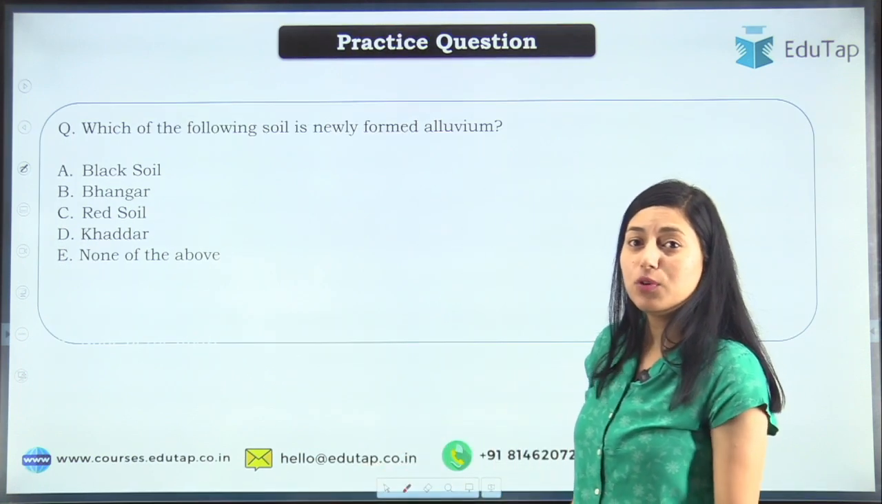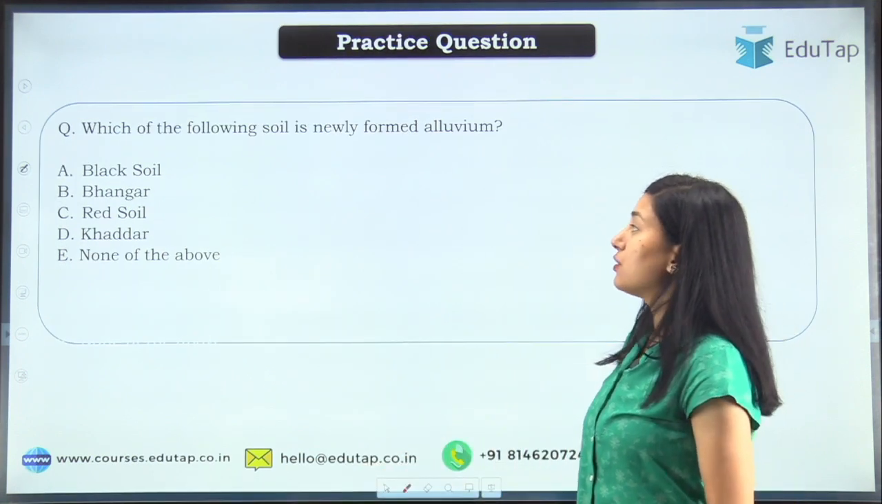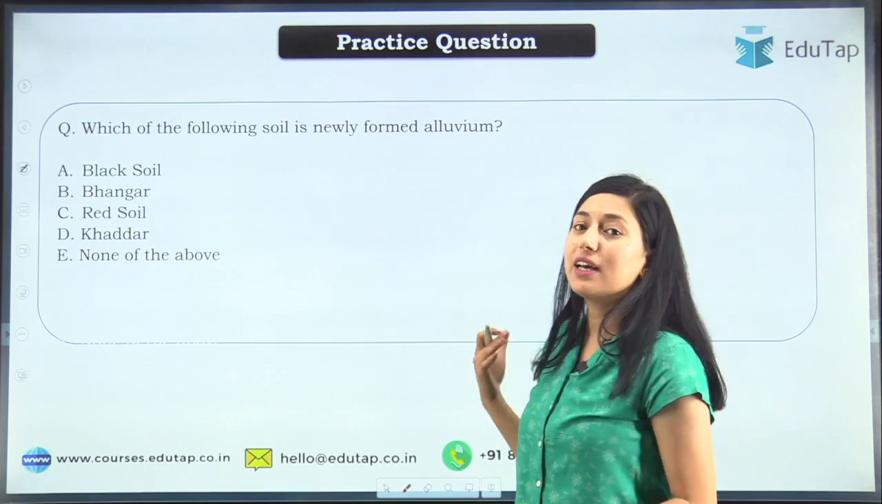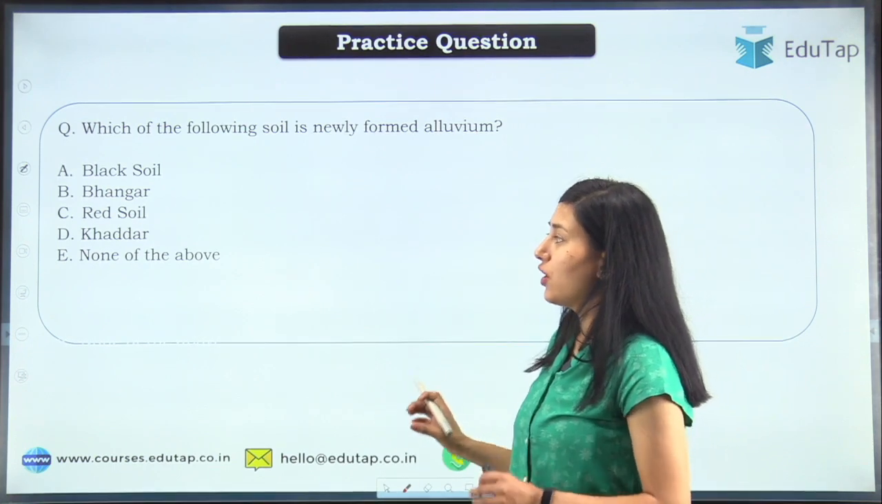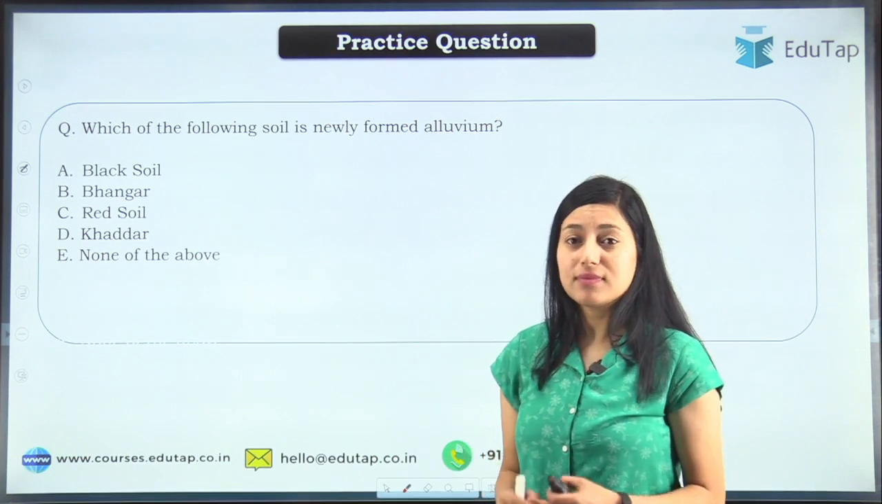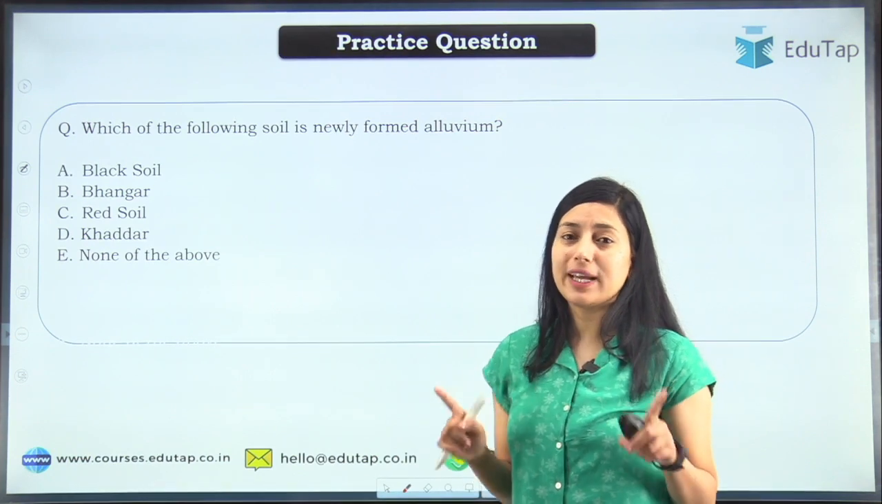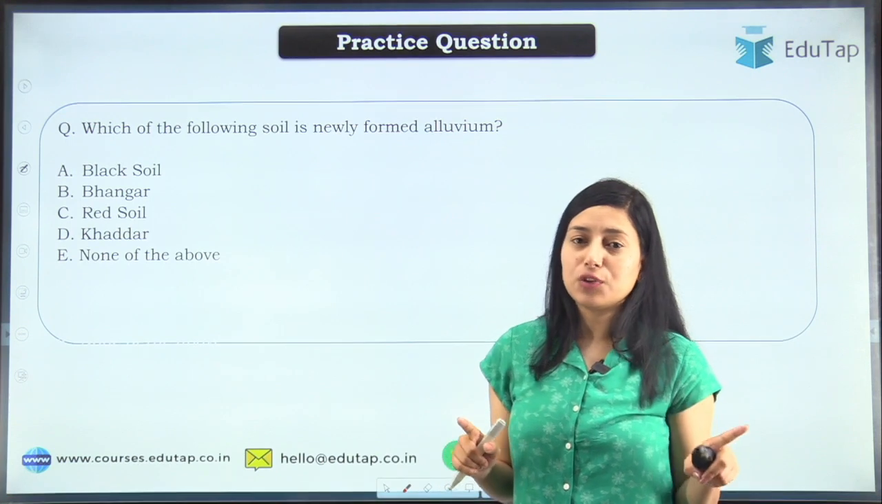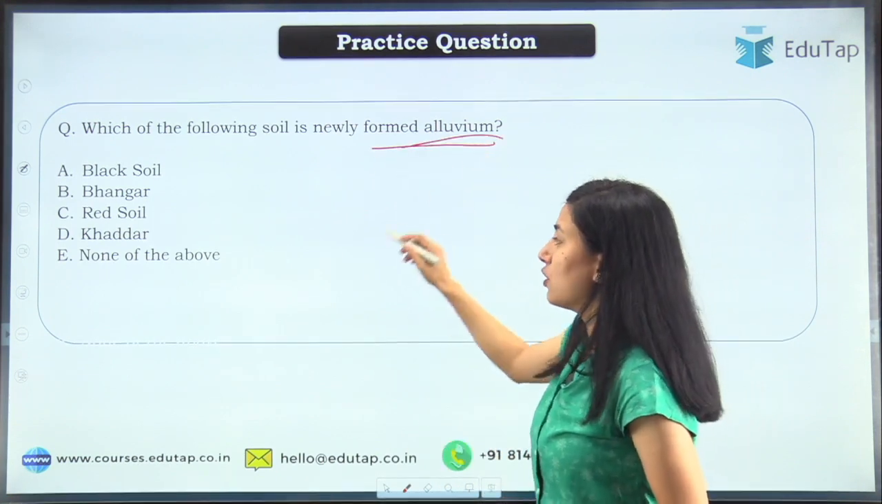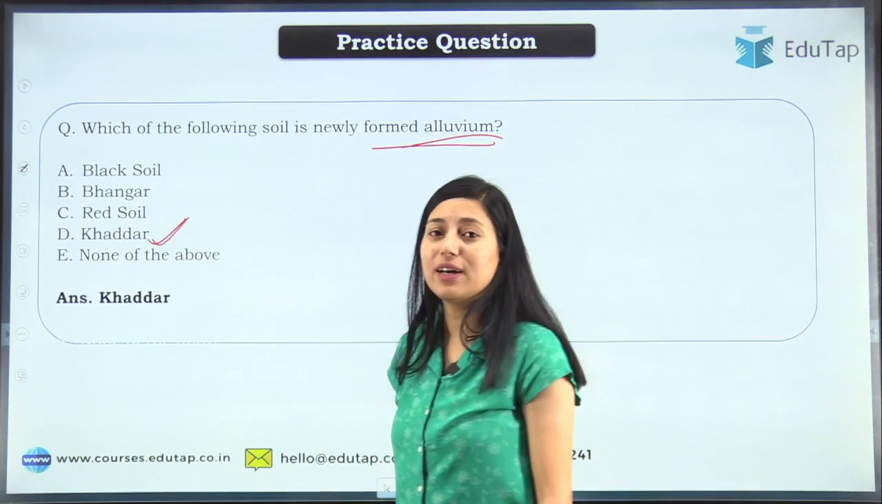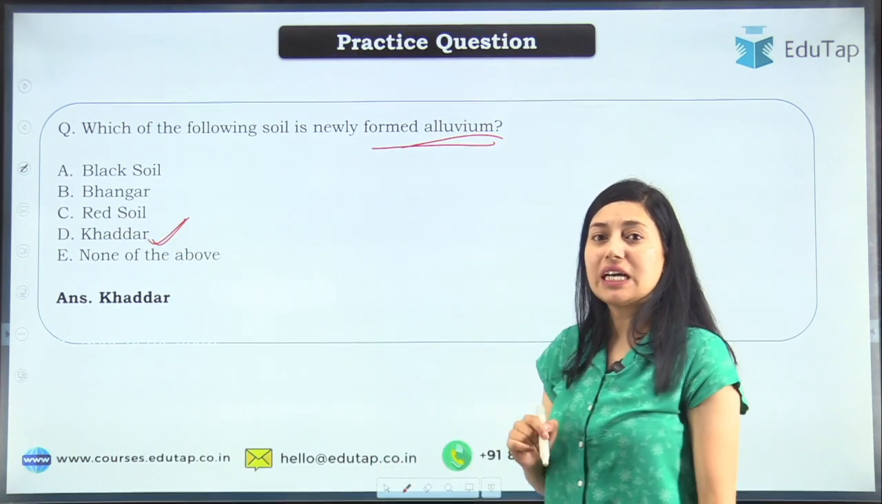Now moving on to the next question, which says, which of the following soil is newly formed alluvium? Options are black soil, bhangar, red soil, khadar, none of the above. Students, we have discussed the two types of alluvial soil. First is newly formed, other was old formed. Your newly formed alluvial is also known as khadar. So the right option for this question will be khadar.